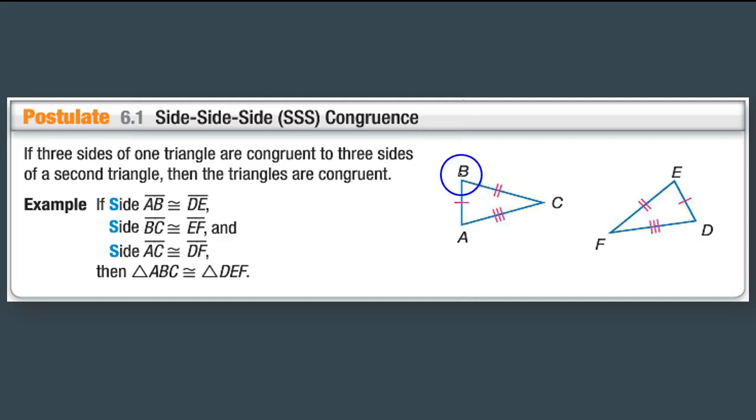Then we have side BC is congruent to side EF. And the reason why I know this is by the number of marks they each have on the sides. Then I have AC, which is congruent to FD. Because I know all the sides are congruent, I can say that triangle ABC is congruent with triangle DEF.